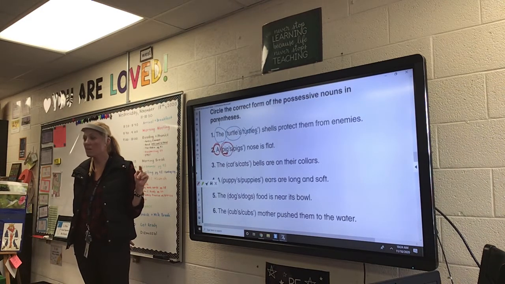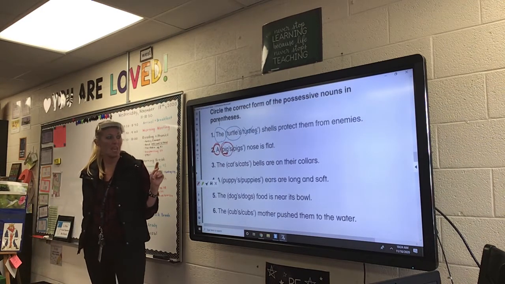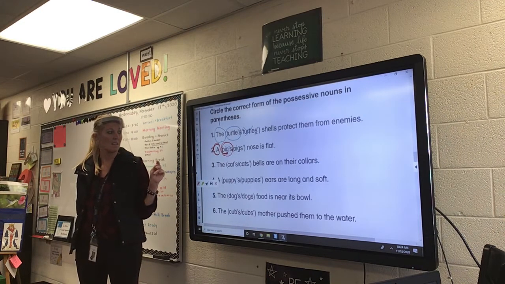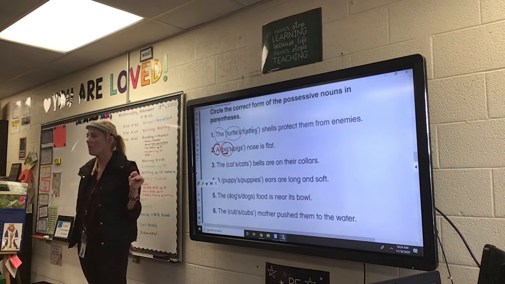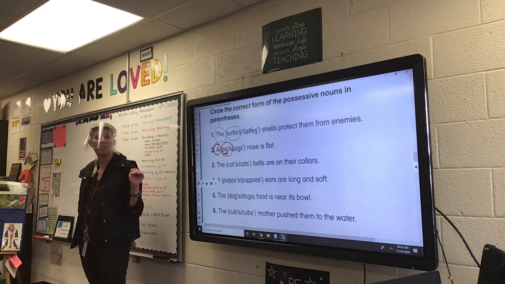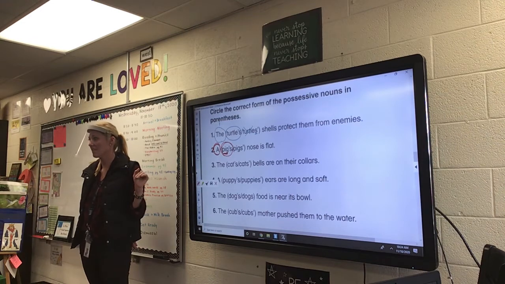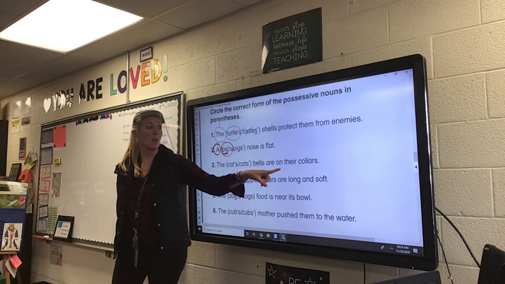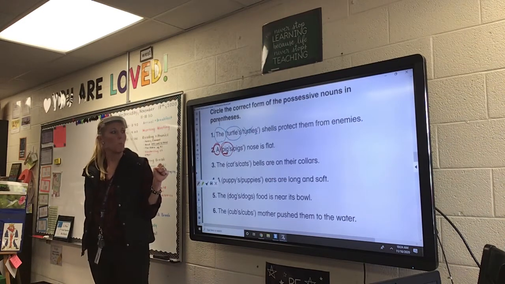All right, number 3. The blank bells are on their collars. What do you think? The second one, the cats' bells. Why do you think it's the second one? Bells in there. On there. So we're talking about more than one. You know what? This one, you're right.